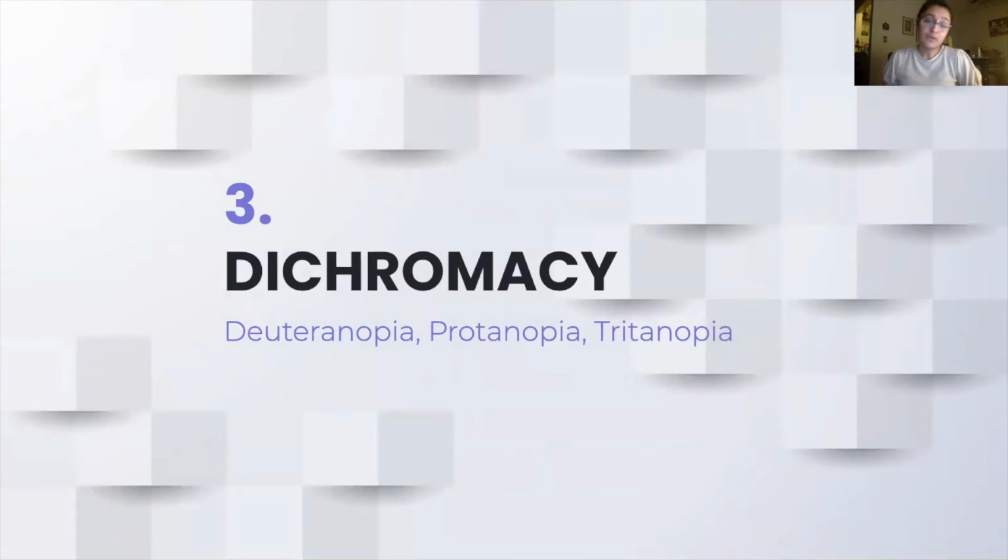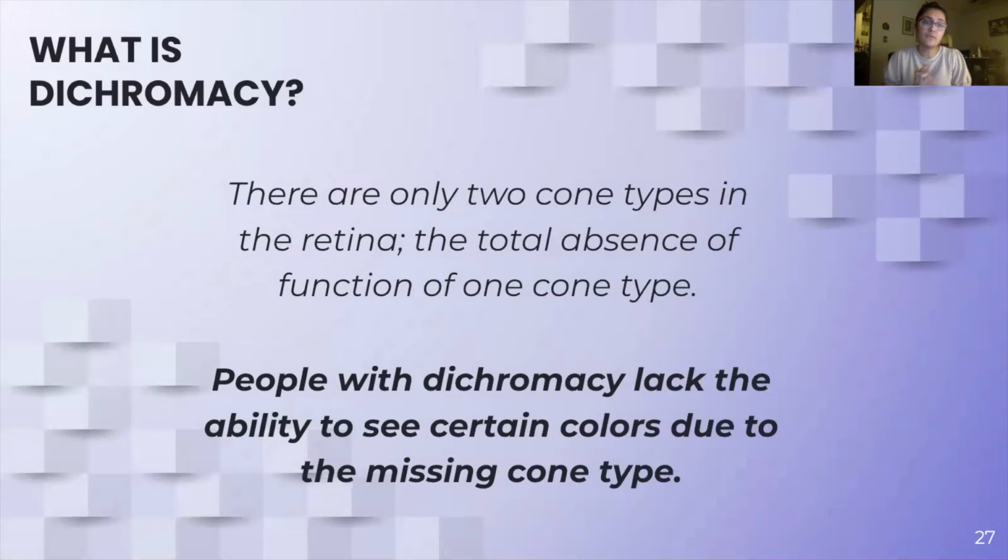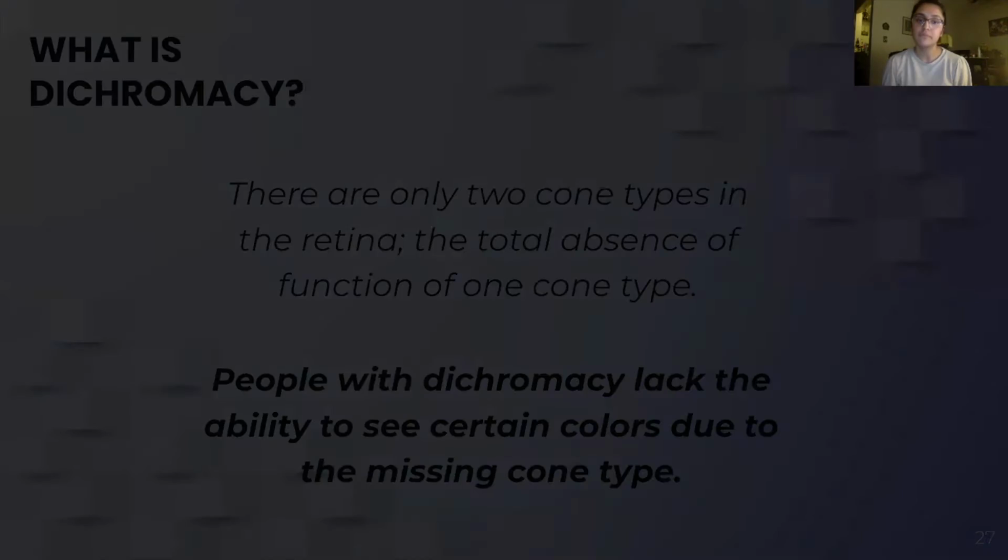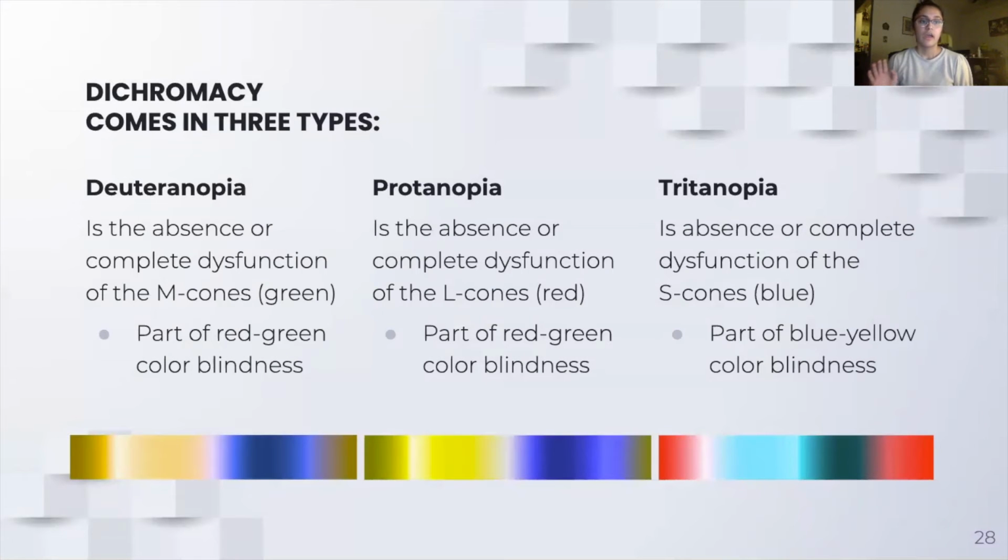And now dichromacy. Dichromacy is where there are only two cone types in the retina, and it's the total absence of function in one cone type. People with dichromacy lack the ability to see certain colors due to the missing cone type. And dichromacy comes in three types: deuteranopia, the absence or complete dysfunction of M cones; protanopia, that for L cones; tritanopia, that for S cones.